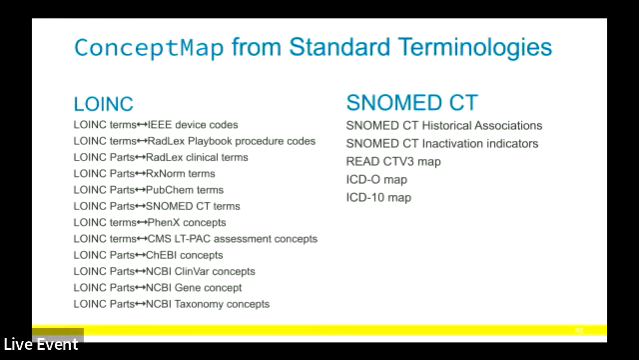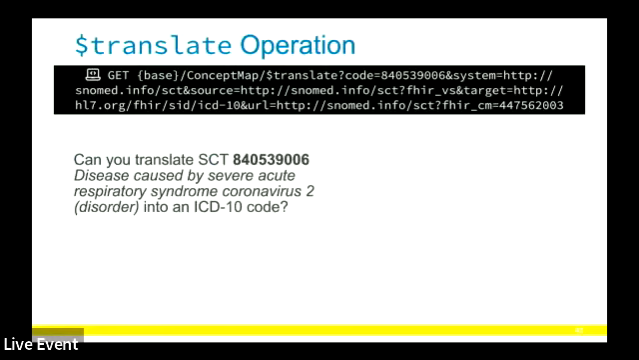And the LOINC parts, the little pieces that make up those terms, have been mapped to a variety of other terminologies as well, including RxNorm or NCBI, et cetera. And SNOMED makes available mappings both from SNOMED CT terms to read codes, as well as ICD-O and ICD-10 as well. So what this enables is when a terminology author does the work of creating one of these ConceptMap resources, we can then benefit on the client side.